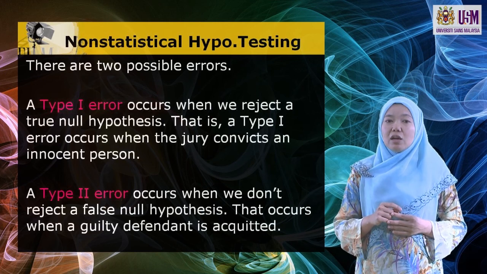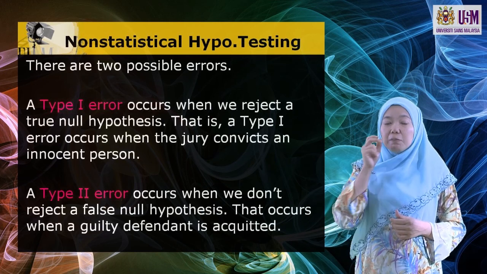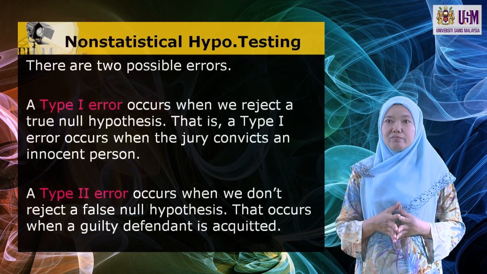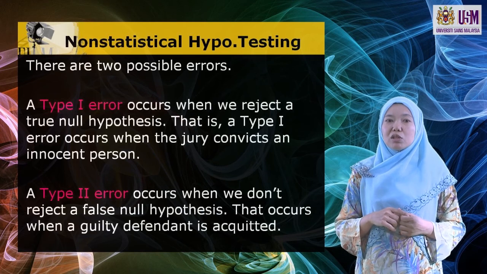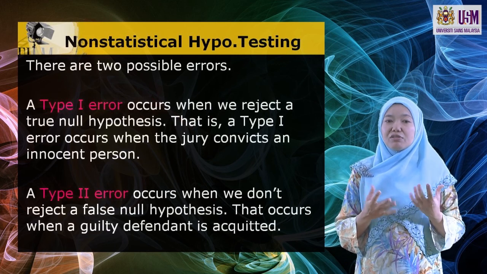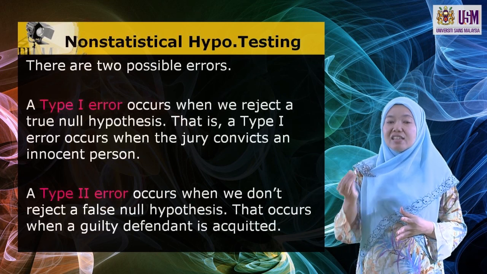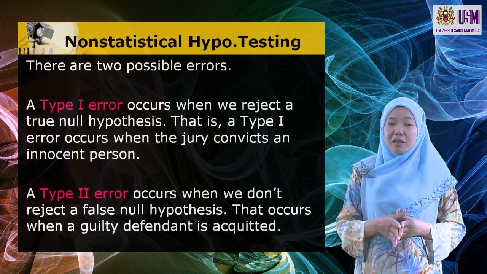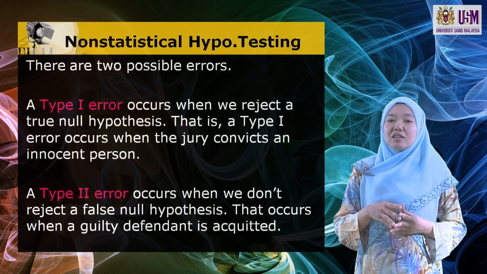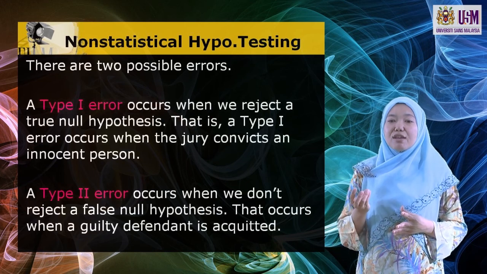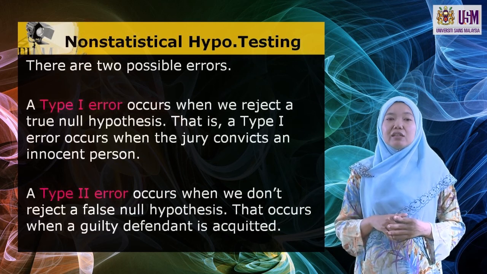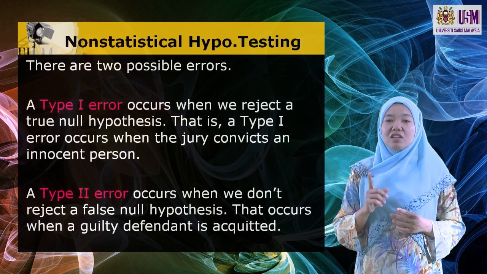So between type 1 error and type 2 error, which one do you find is the most serious error? Remember type 1, we are talking about an innocent person becoming guilty of the crime. The court finds an innocent person somehow guilty of the crime. Second type of error is where a guilty defendant is free, acquitted from the crime. So in this case, definitely type 1 error is the one that is most serious.